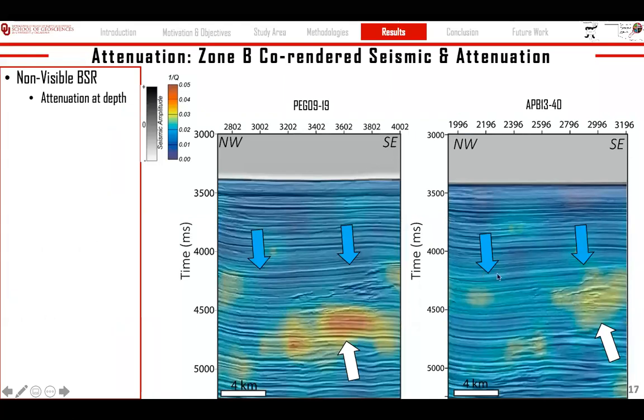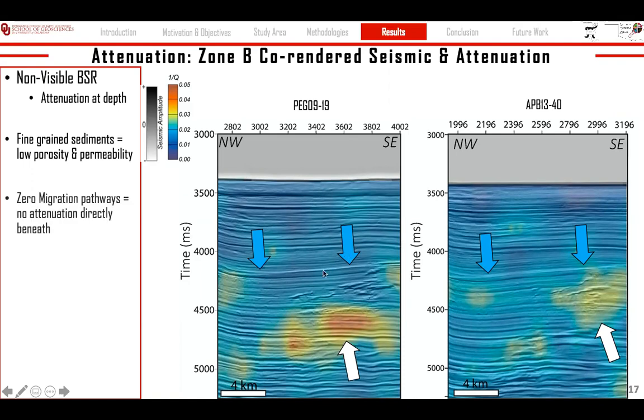When observing the non-visible BSR, we observe an attenuation response at depth and not directly beneath the interpreted trend of the bottom simulating reflector. Previous studies have shown that the fine-grained sediments within this region can likely provide low porosity and permeability, which, together with the lack of migration pathways such as faults, would not allow for the migration and accumulation of free gas towards the surface. Therefore, no attenuation response is observed where we interpret the trend of the BSR or directly beneath the trend of the BSR.